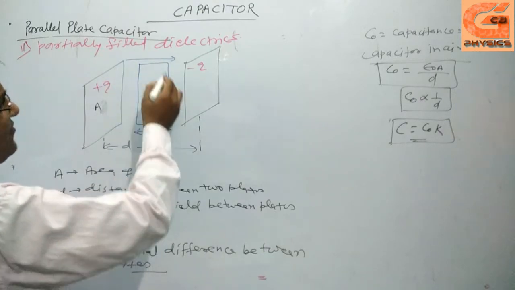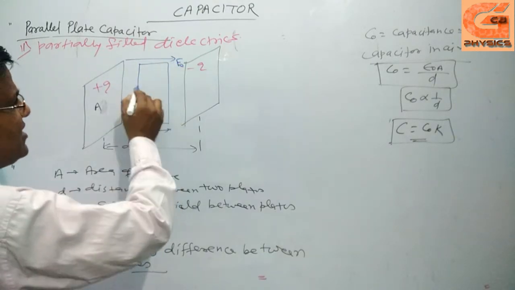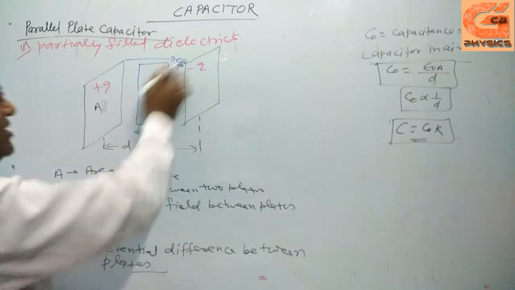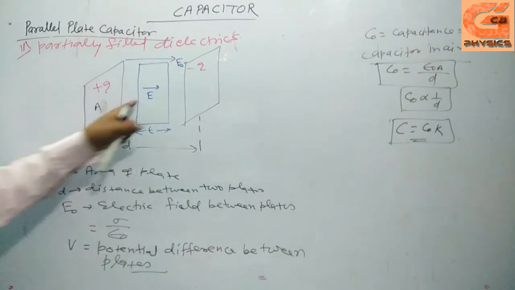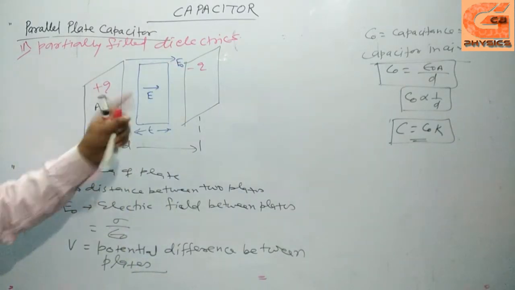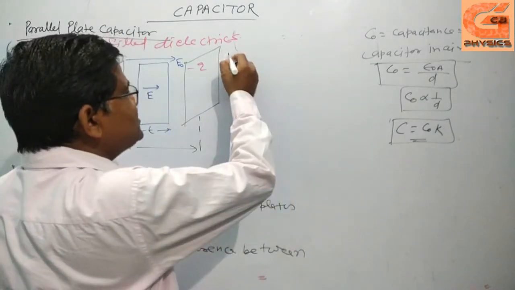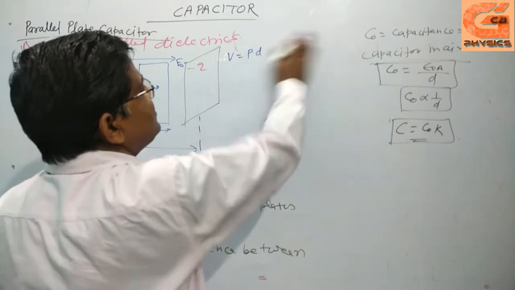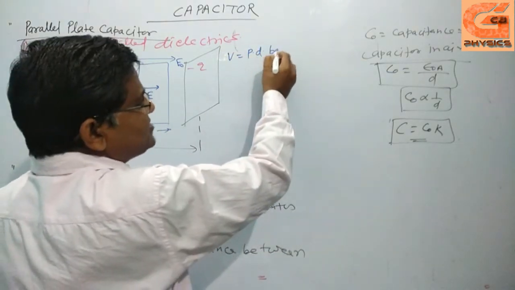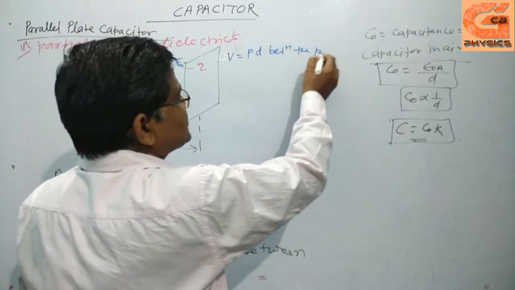Then the outer side electric field here is E naught, and inside the dielectric is E. E is the reduced value of the electric field, and E naught is the external electric field. And then V is the potential difference between the plates.